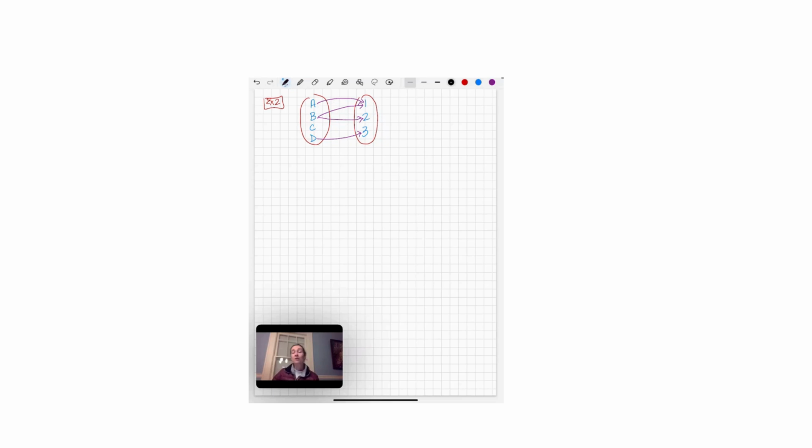I'm going to start out just as before. Is this relation a function? Once you've gotten it drawn, check out those inputs and outputs. Decide, is it a function?